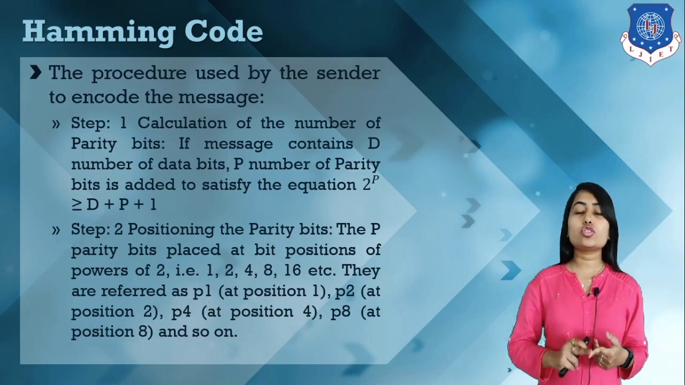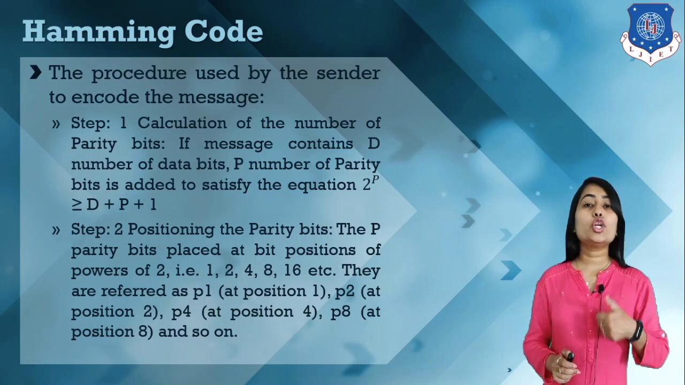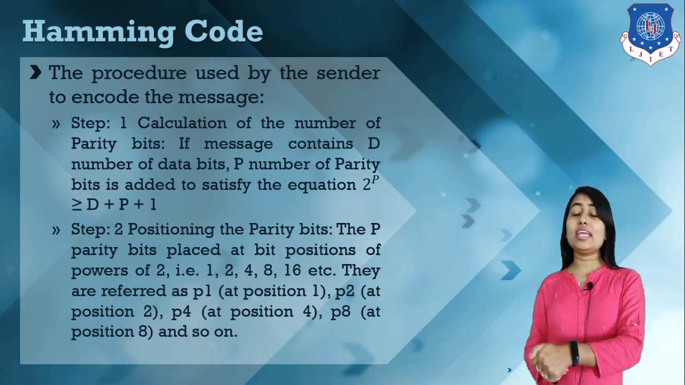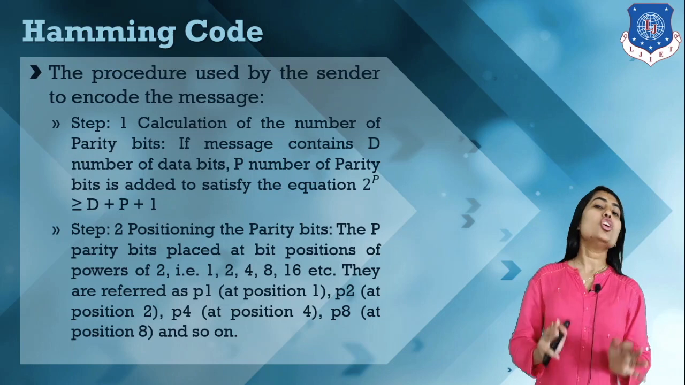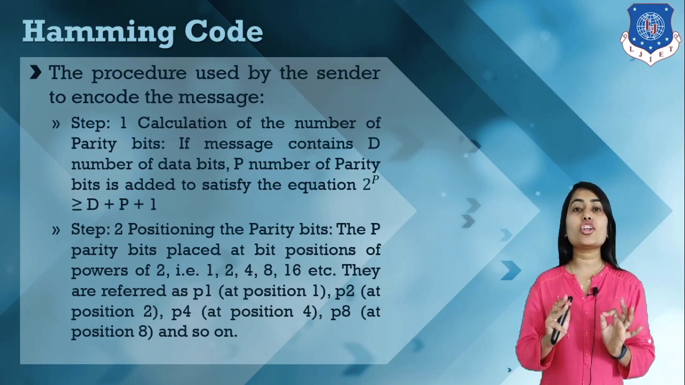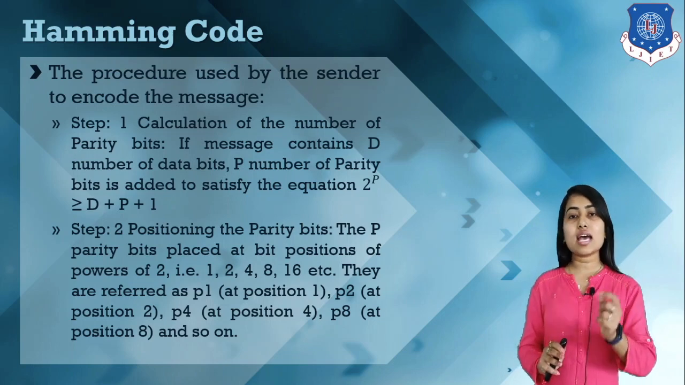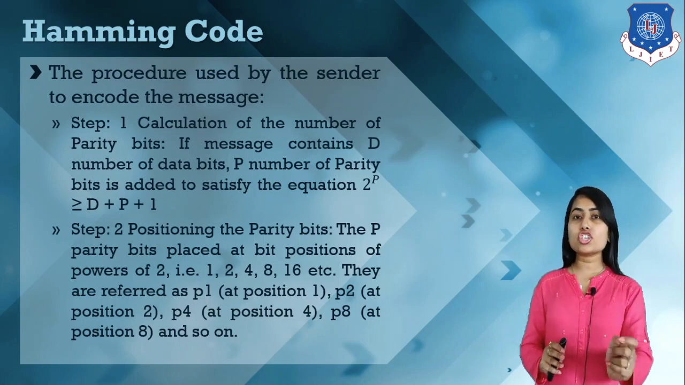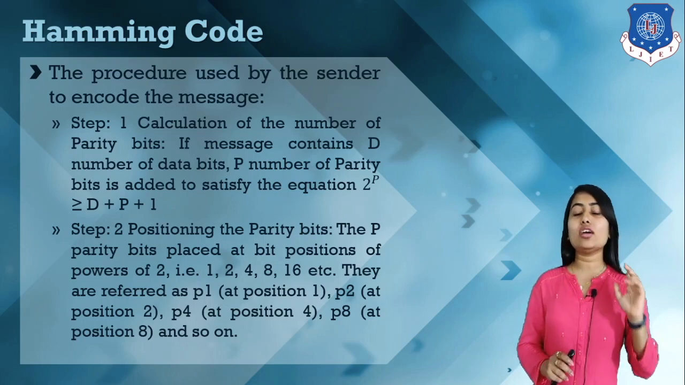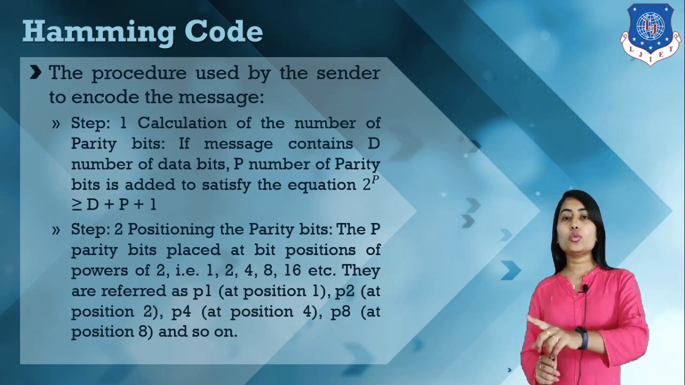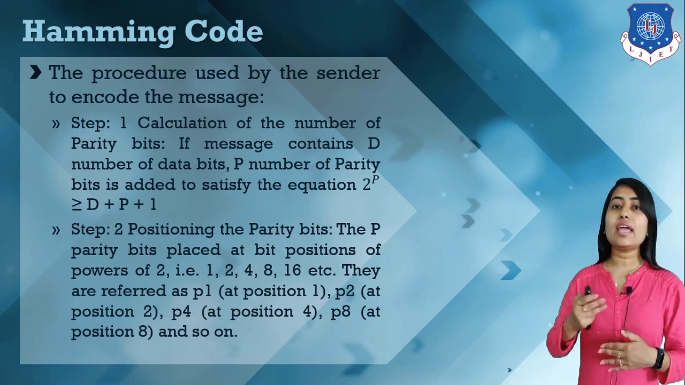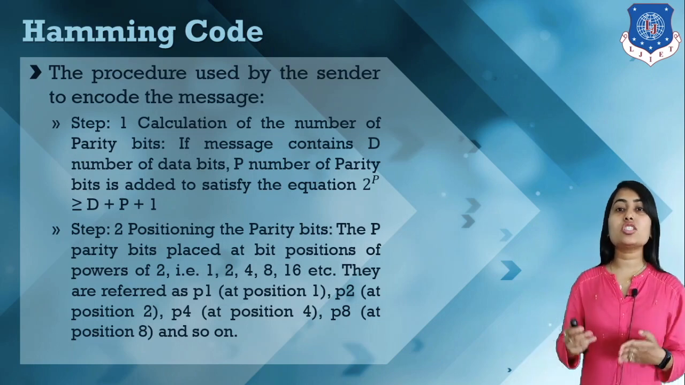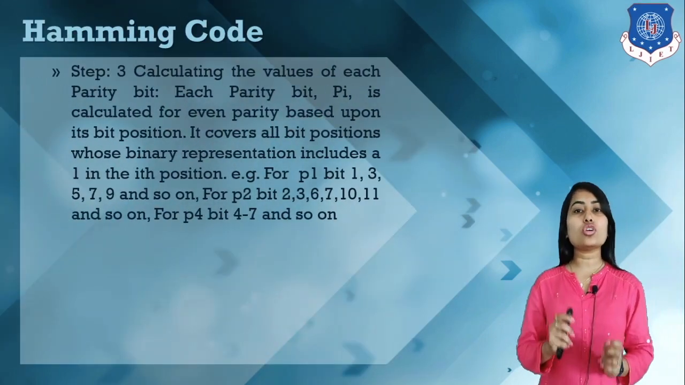That means 2 raised to 0 is 1. So at the 1st, 2nd, 4th, 8th or 16th position we can add parity bits. This is how we decide the positions of parity bits: they are inserted at positions that are powers of 2. Then after inserting parity bits, we have to find out their values. So next, find out the values of parity bits.